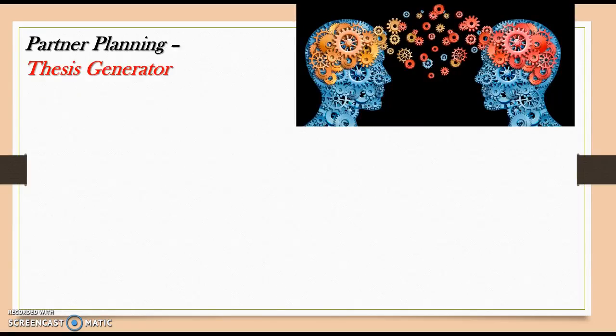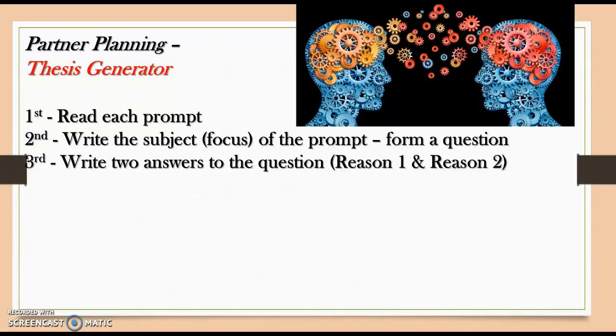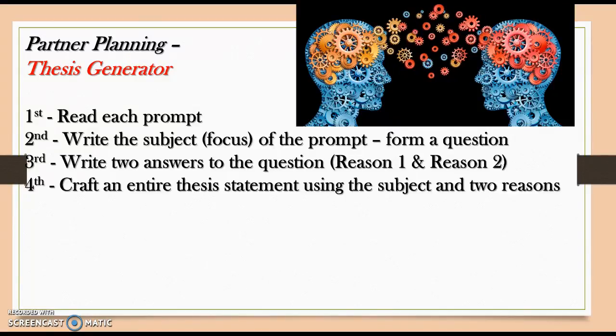And so when you get to the thesis generator, which you will find in the pages form in Canvas, you can pull that up and you can start working on that. I handed them out in class, but at the same time, I just want to make sure that you have access to it. What they did in class is the expectation is you read each prompt, you write the subject or the focus of the prompt, and then you write two answers to the question. So you have your reason 1 and reason 2.